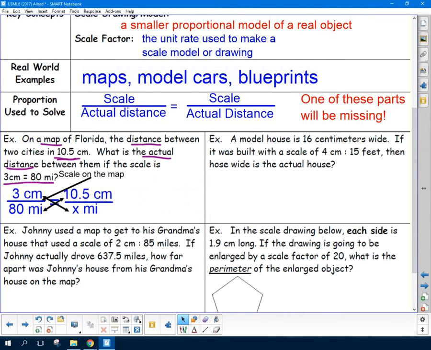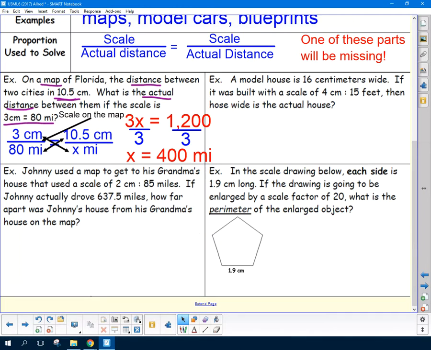If we cross multiply, 3 times x is 3x, and 80 times 10.5 is 1,200. We could divide both sides by 3, just like we've been doing for a while, and 3 goes into 1,200 400 times. That tells us that based on how far away these cities are on the map, and what the scale says about how far away they would be in real life, we can estimate that these two cities are about 400 miles apart.